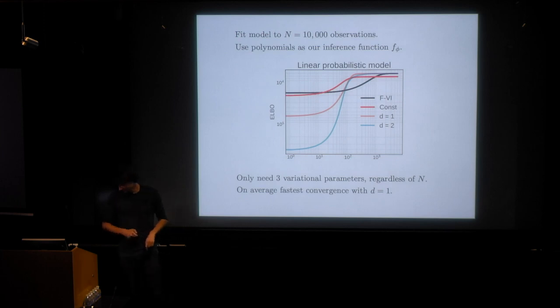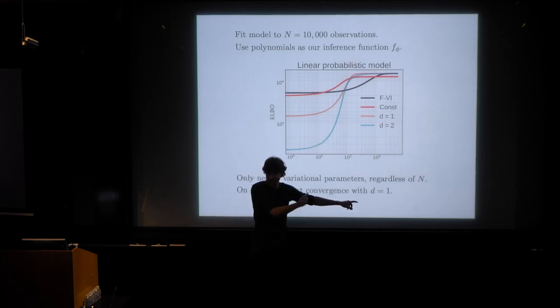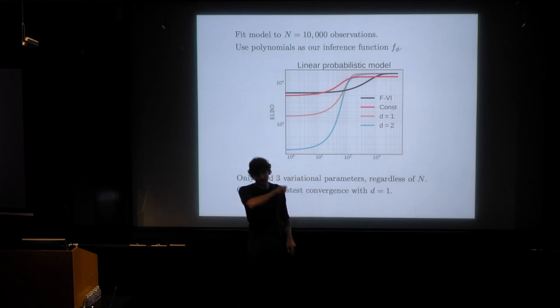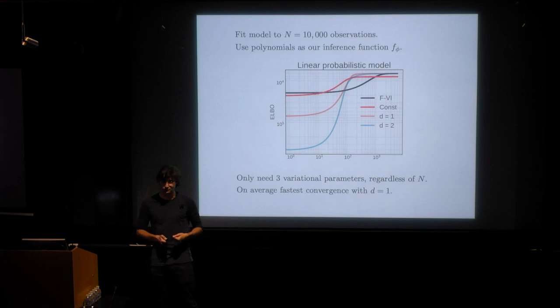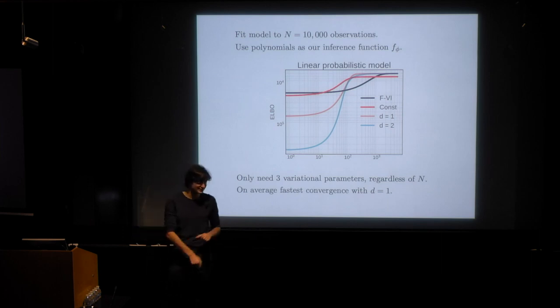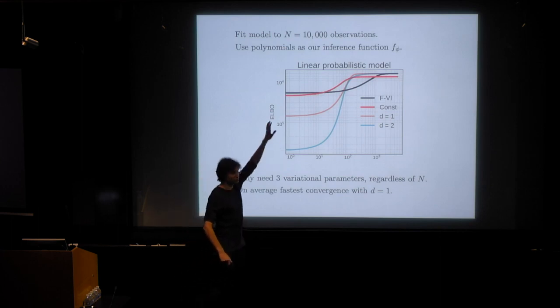OK, the other note that I will make is that we repeat this experiment multiple times. On average, using the well-parameterized inference function, so linear as opposed to quadratic or over-parameterized, yields the fastest convergence. We will see that that's not always true if we start using neural networks as opposed to polynomials. Yes? What do you think the curves would look like if you had d equals 3 and 4 and so on? I think you would get more variation in the initialization, right?